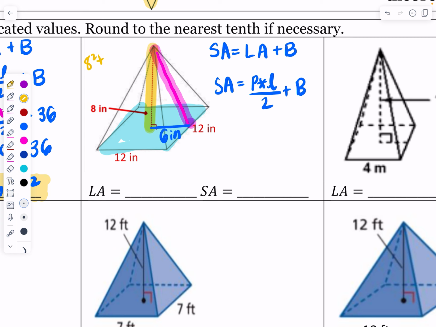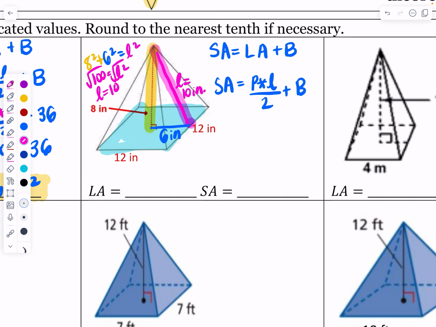8 squared plus 6 squared is going to be equal to L squared, so we're going to use Pythagorean theorem. When I type in 8 squared plus 6 squared, we know that's a multiple of a 3, 4, 5, so L squared is equal to 100. So L is going to be equal to the square root of 100, so my slant height is going to be equal to 10. So this slant height is going to be equal to 10 inches.